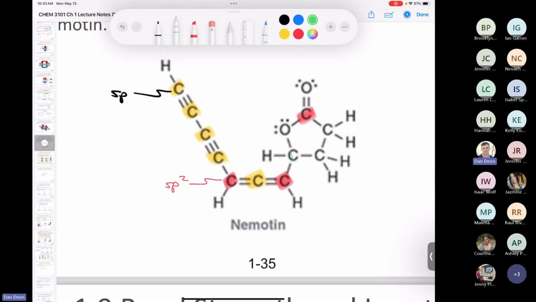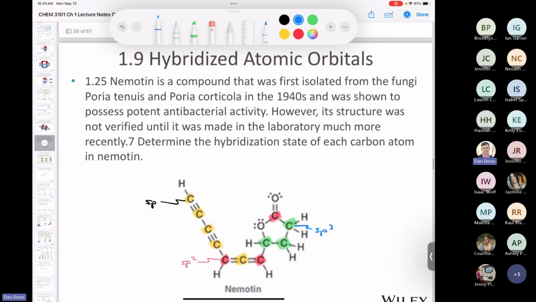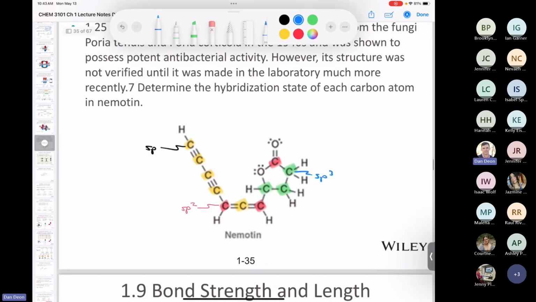And then all the other ones, this carbon, son of a gun, need a different color. Let's try green. These 3 are all going to be sp3. Why? Because they all have 3 single bonds. So sp3, like that. All right, so there you go. Give me a thumbs up if you're with me on hybridization.